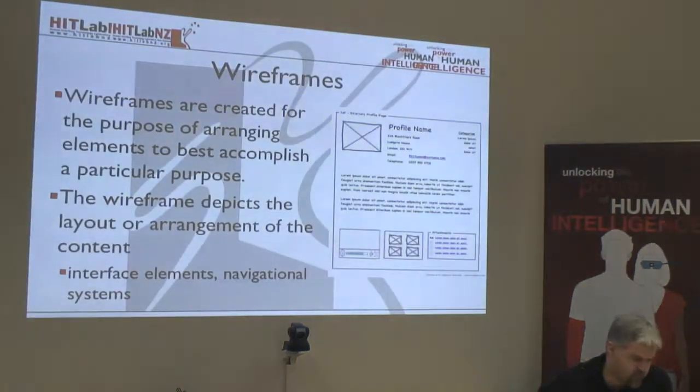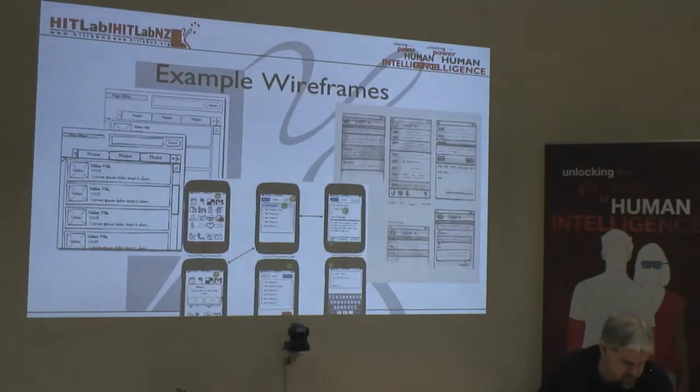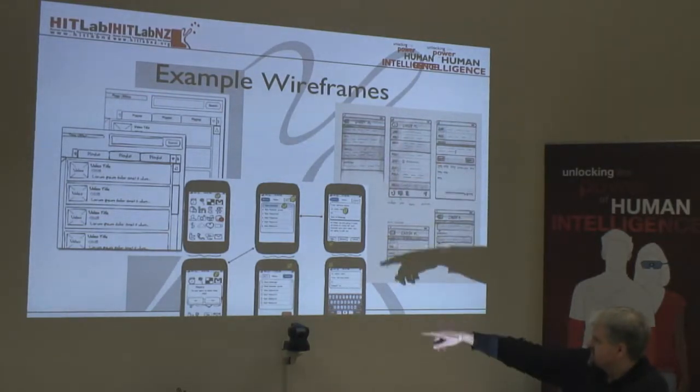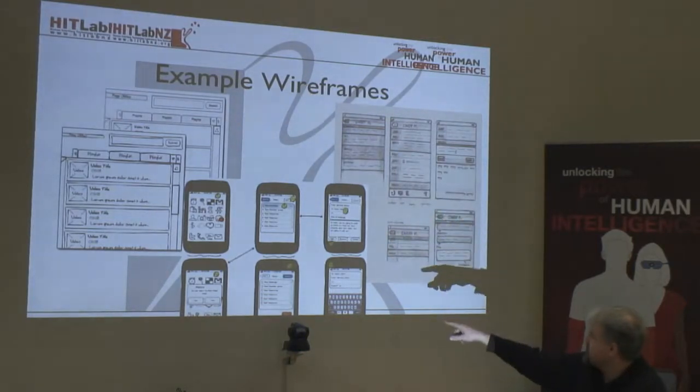But what I want to talk about now is wireframing. So the idea of wireframing is to basically put visual elements on a page, thinking about the layout or arrangement of items, and so it's not so much about the final look, but where things are likely to be. So, for example, here are some wireframes that show you where things go.